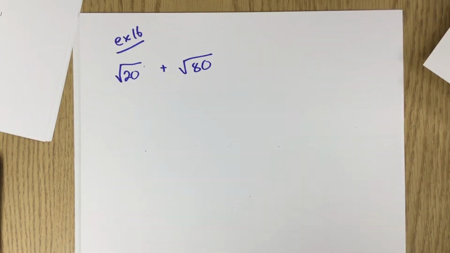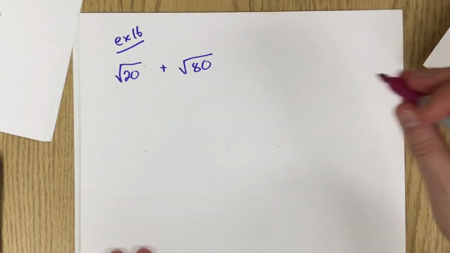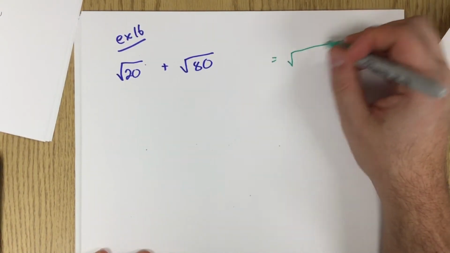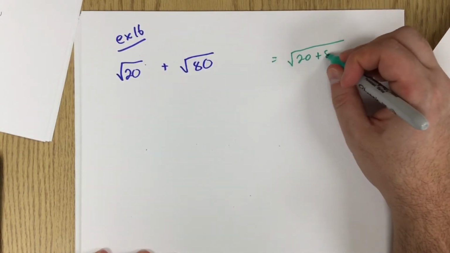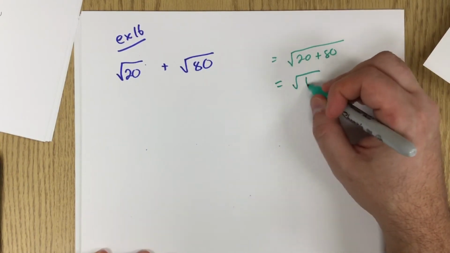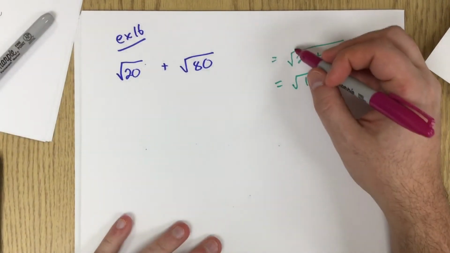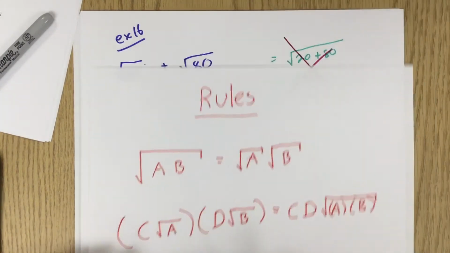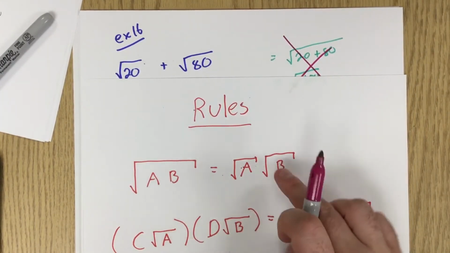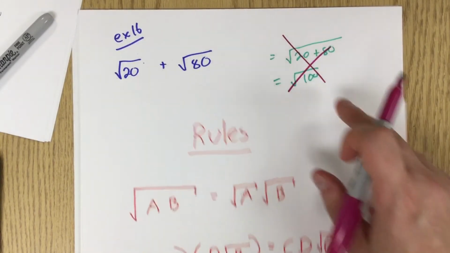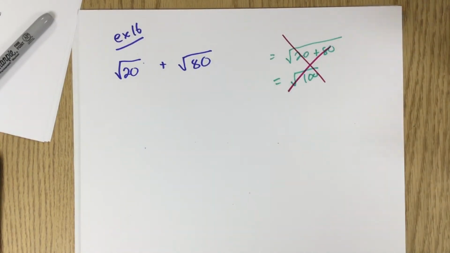One dangerous thing, what some people might do is say, okay, root 20 plus root 80 is the same thing as the square root of 20 plus 80, which is root 100. And no, you can't do that. The rule is not for adding, the rule is only for two things that are multiplied. Root a times root b is the root of a times b. Root a plus root b is not equal to that. That is entirely wrong.